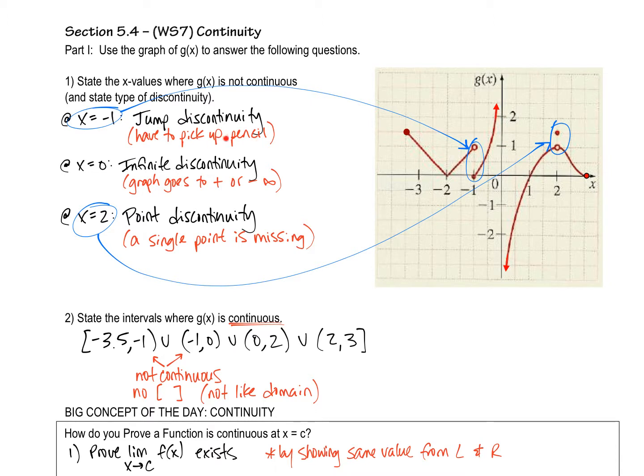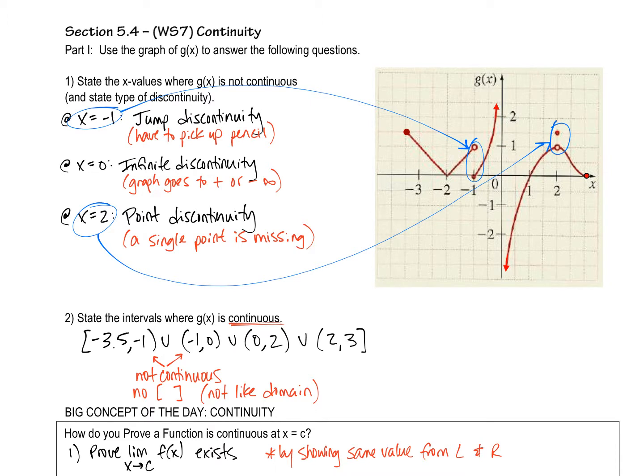And the clue there, like I said, is that you have to pick up your pencil if you're tracing it. It's a little bit different from what we call an infinite discontinuity, and that is when that happens at x equals 0 here. Here is the y-axis, so this is x equals 0, and that's because from the left-hand side we're going towards positive infinity, that's why it's called an infinite discontinuity, and from the right-hand side we're going towards negative infinity. And so that's an infinite discontinuity because you're using the infinities.